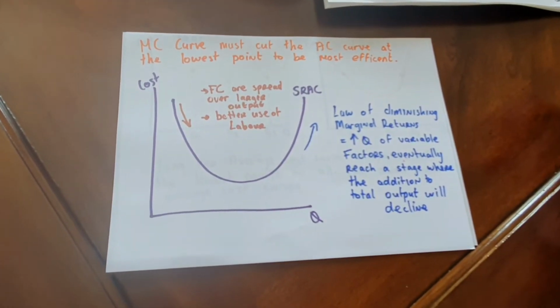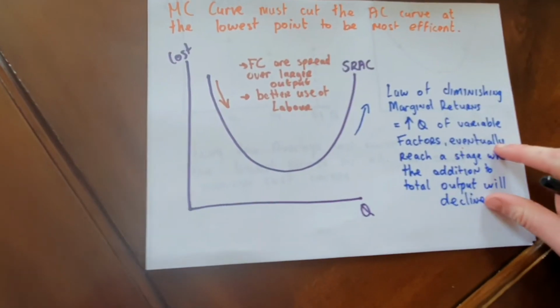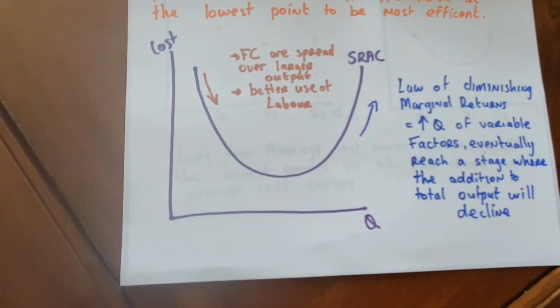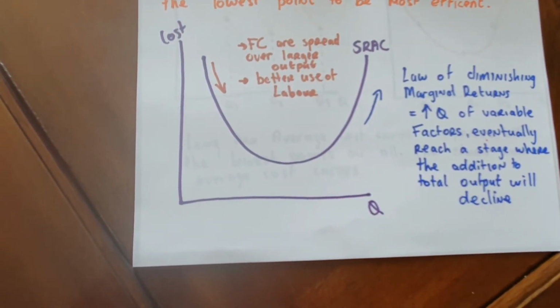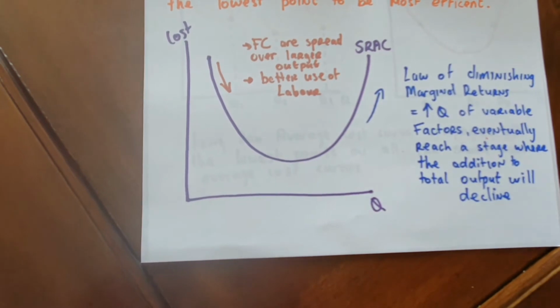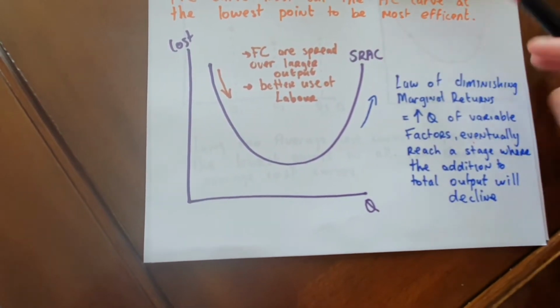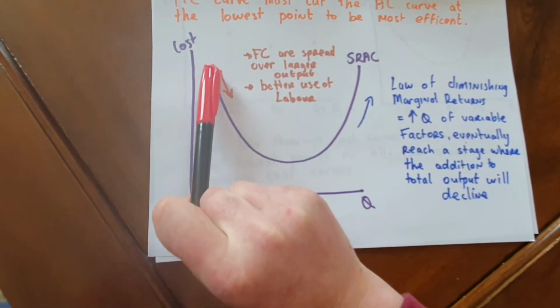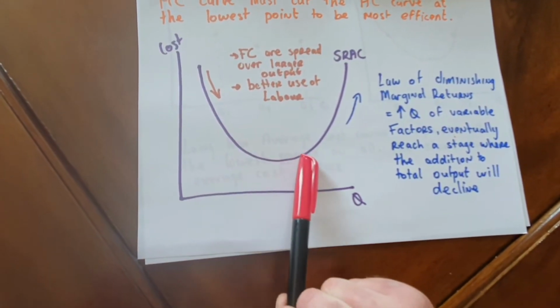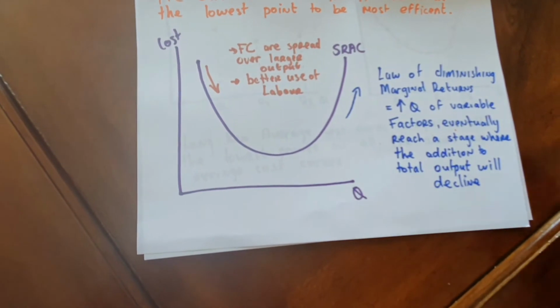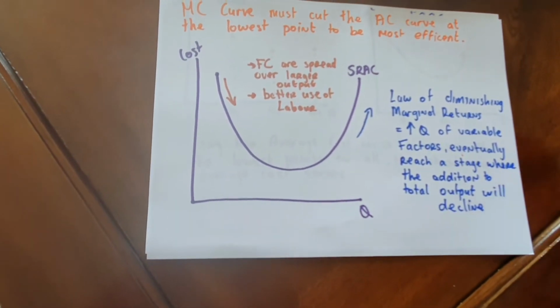So to start off with, our marginal cost curve must cut the average cost curve at the lowest point to be most efficient. To look at the first graph then, we're going to be concentrating on average cost firstly, and this is in the short run. So this graph represents the short run average cost curve. So first of all, the curve slopes downwards and then it begins to slope back up again. There's a couple of reasons for both of these things.